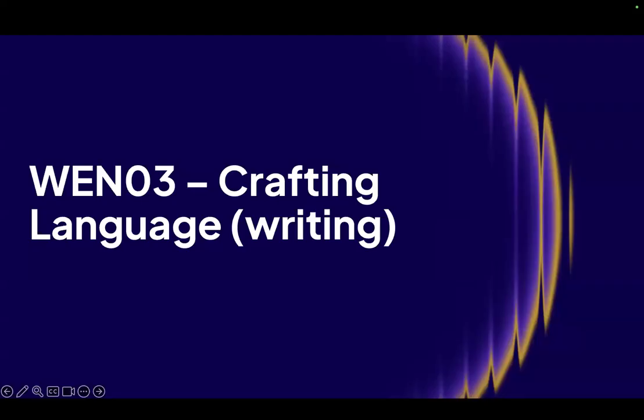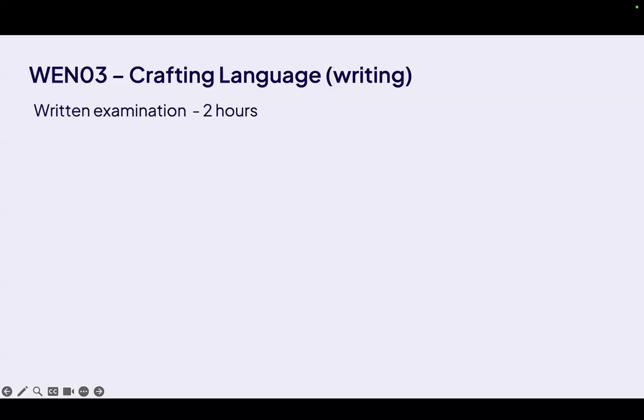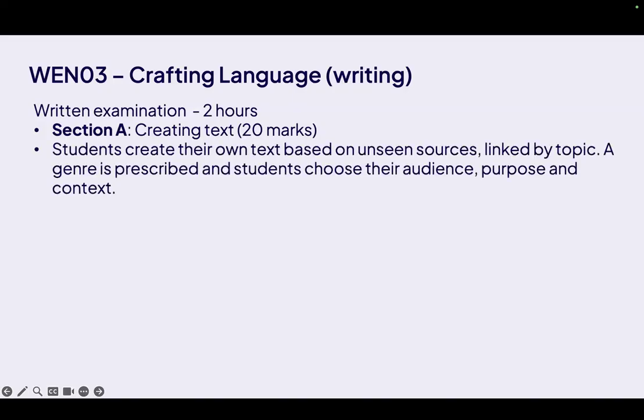Okay. So as I said, this is the writing paper, Crafting Language. Just to reiterate, a 2-hour paper instead of 145. Section A has 20 marks, and students create their own text based on unseen sources. There are usually 3 texts, sometimes there have been 4, but usually there are 3 texts linked by topic, so they're thematically linked. A genre is prescribed for them, and then the students have to choose their own audience, purpose, and context before they write their text.